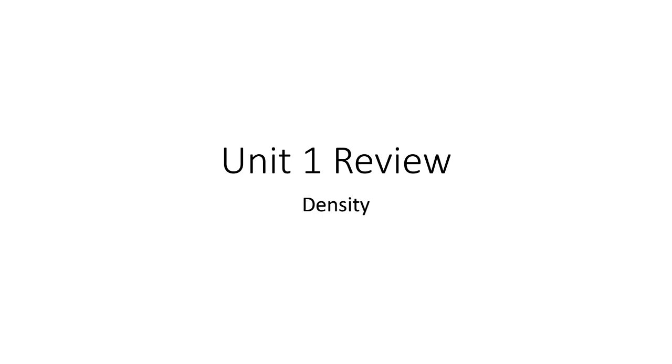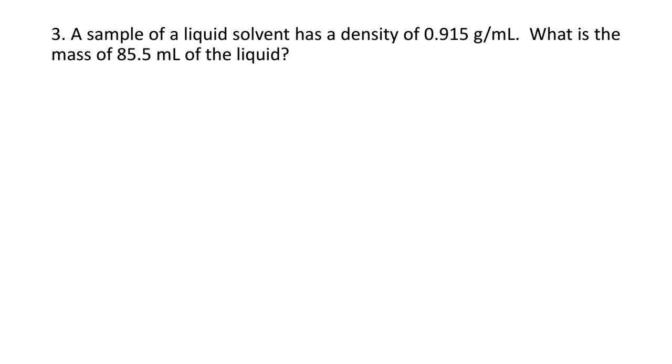Okay, so this is Unit 1 Review Density. These are questions 3 through 7 on the review guide. A sample of a liquid solvent has a density of 0.915 grams per mL. What is the mass of 85.5 milliliters of the liquid?